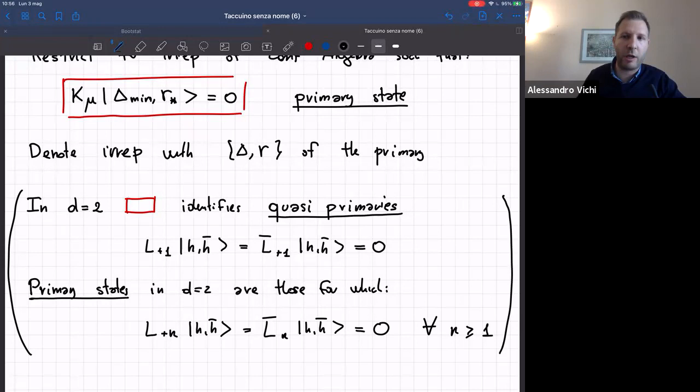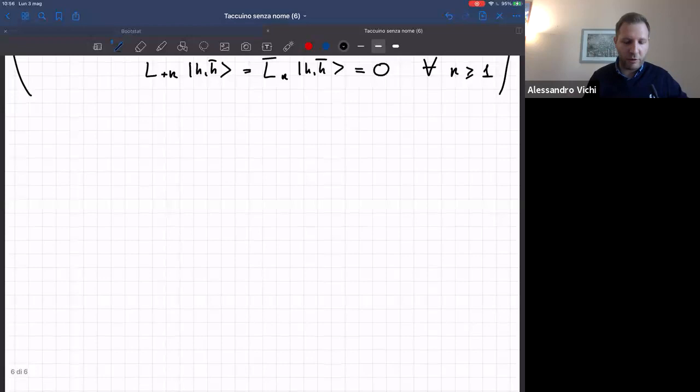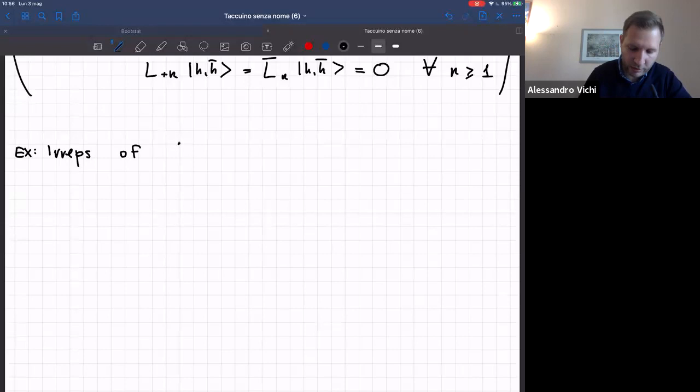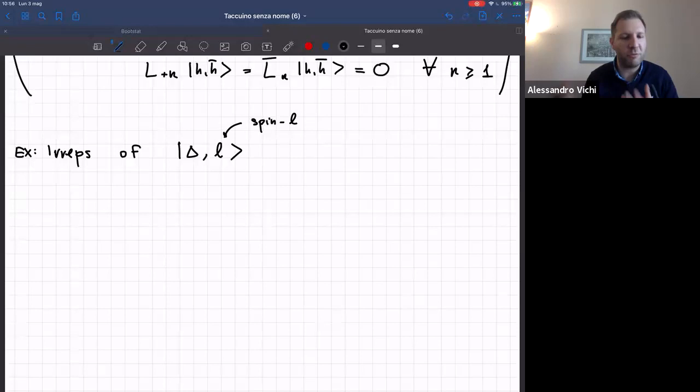So just to have a picture of how an irreducible representation in higher dimension looks like, let's take a simple example. Let's take a state with dimension delta, and I will choose the spin-L representation, meaning this is the analog of the usual angular momentum spin-L representation. It exists for any d. It's the one associated to tensors with L indices, if you want. And this will come back over and over in our discussion, so it's good to have in mind how they look like.